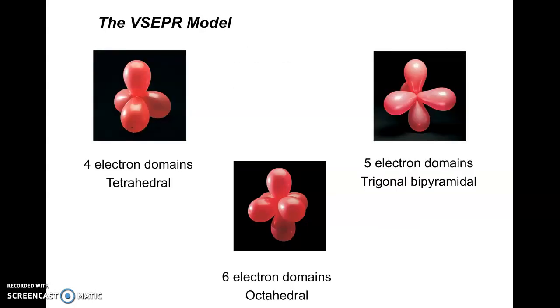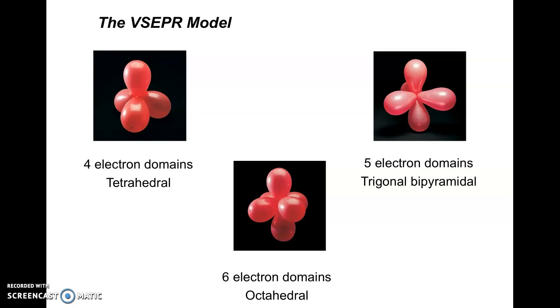The next one's 4 electron domains. This would be like methane, CH4. So you have 4 bonds, no lone pairs of electrons. And when they spread out in space as far as they can, that's called a tetrahedral arrangement. If you have 5 electron domains, you get a trigonal bipyramidal.